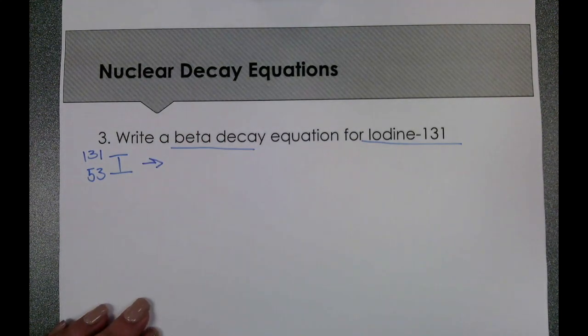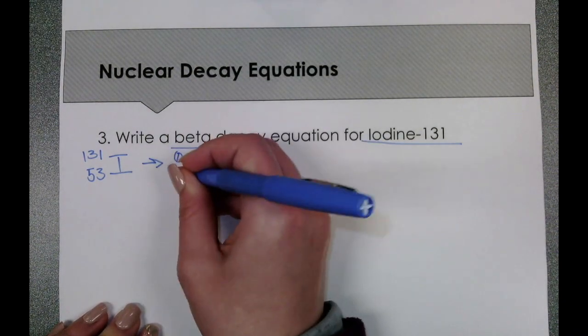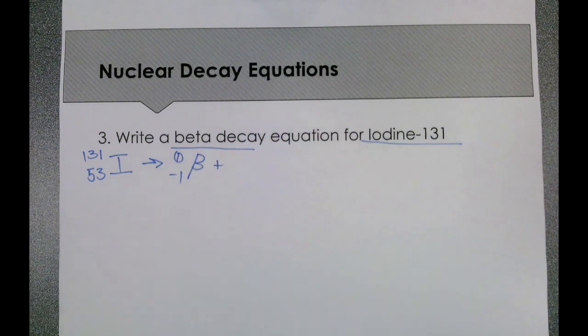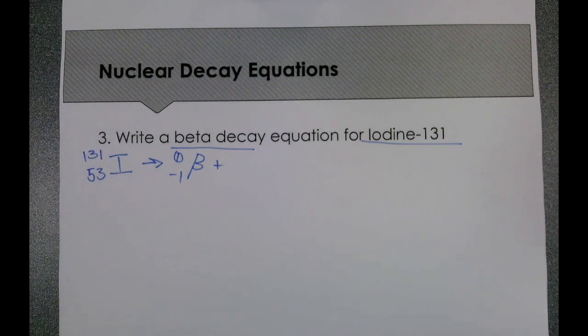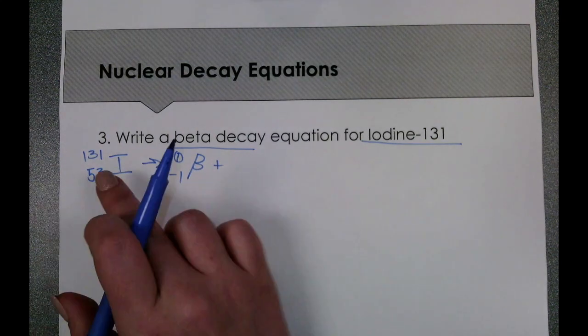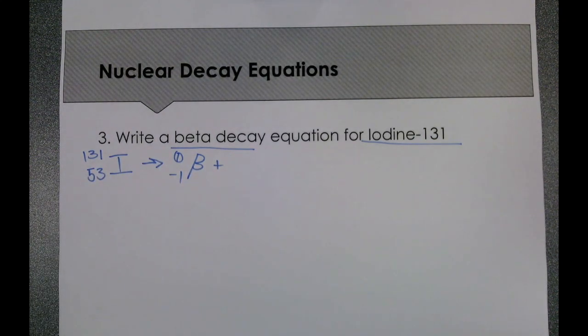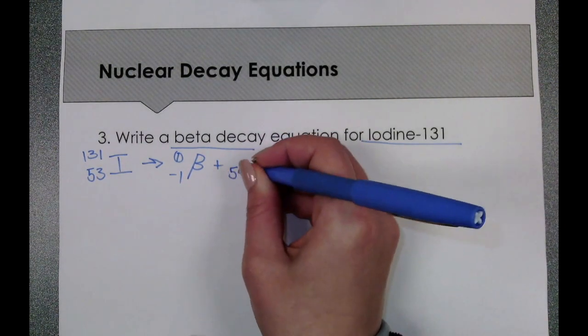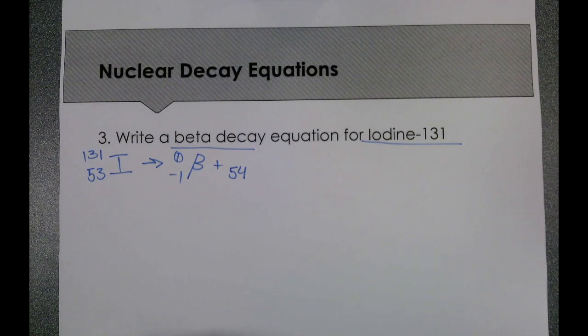If it's undergoing beta decay, that means one of our products is going to be a beta particle. Again, our total atomic number and our total mass number should be conserved in the reaction. So when I'm figuring out what element is formed, I'm going to ask myself, what plus negative 1 will give me 53? Well, since it's a negative 1, it's got to be 54. So this is one of the key differences between beta decay and alpha decay. In alpha decay, the new element will have a lower atomic number than the original, but during beta decay, the new element is going to have a higher atomic number than the original.